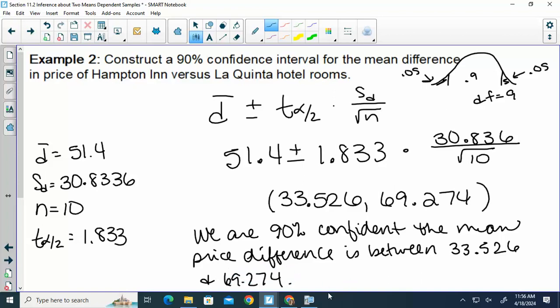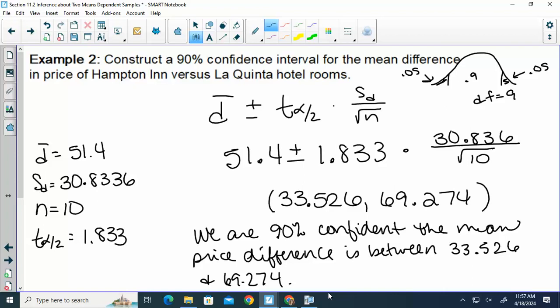If we were using this to test our hypothesis, what was the null hypothesis? That the difference was 0. Is 0 included in this interval? No. So this would again tell us we would have to reject that null hypothesis because it's not in the interval.